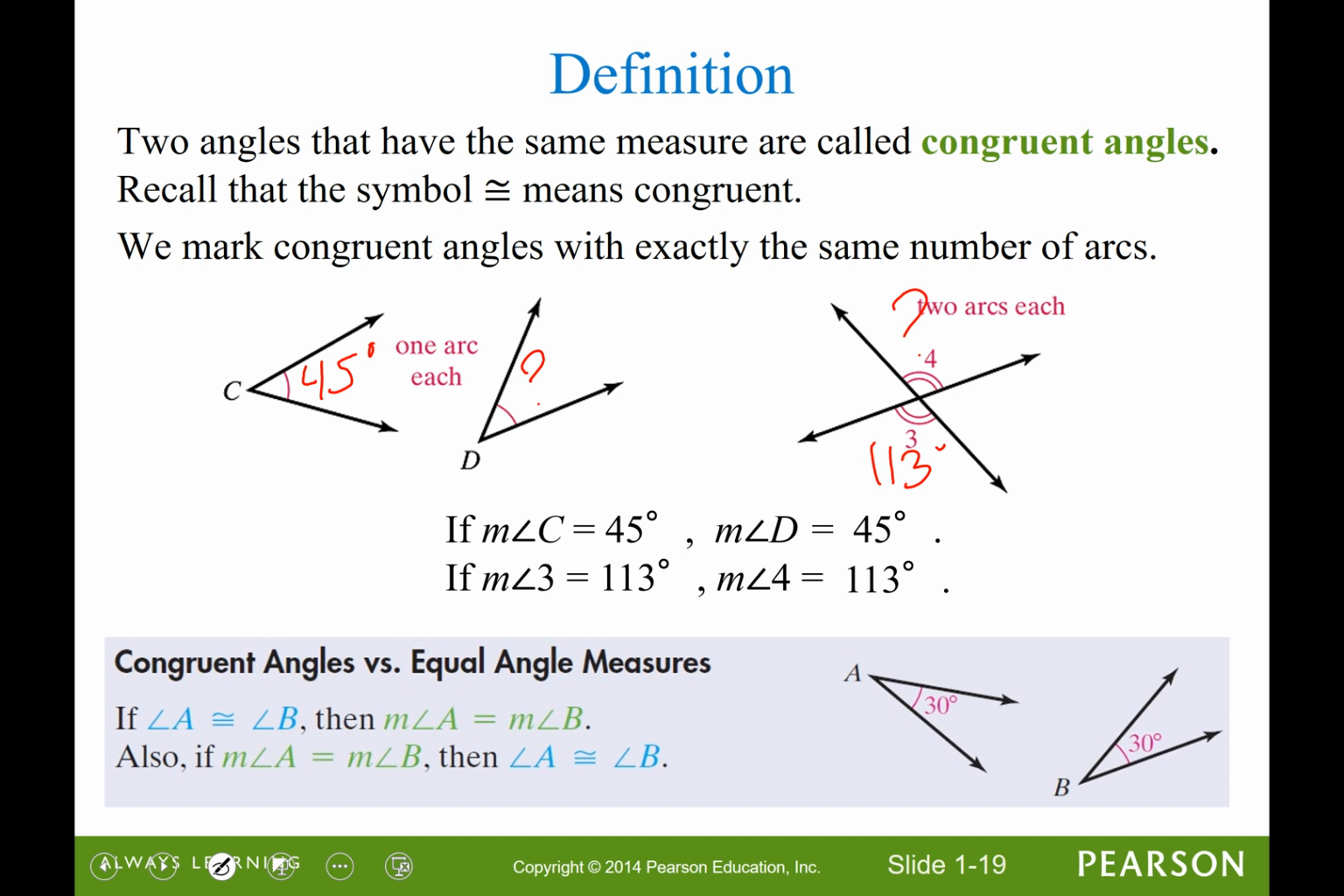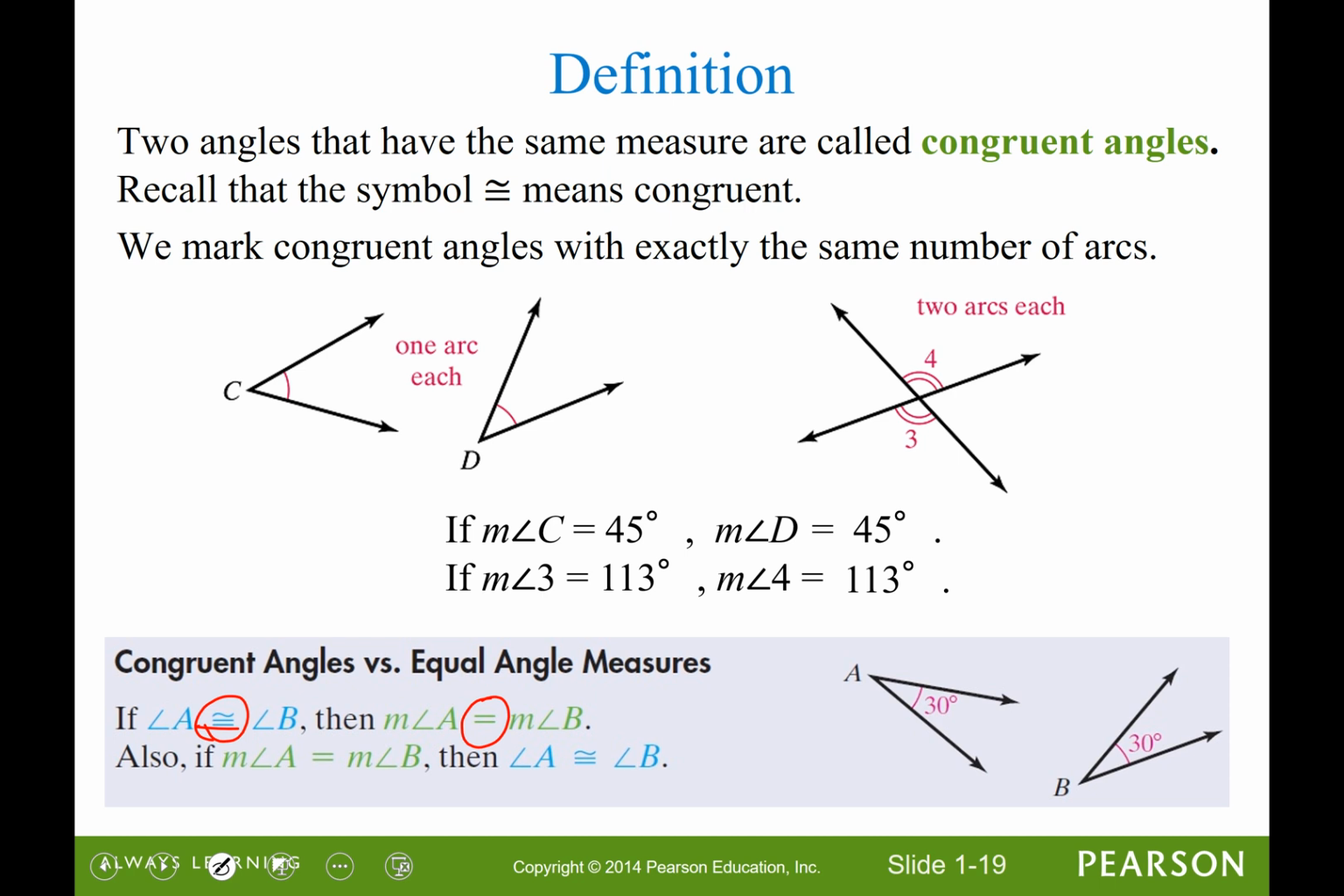Congruent angles versus equal angle measures. You guys saw this almost identical with segment lengths. So if angle A is congruent to angle B, then the measure of angle A is equal to the measure of angle B. You have to notice the difference in that notation. It's subtle, but it's important. We use the congruent symbol when we're talking about the actual shapes. We use the equal sign when we're talking about the measure.